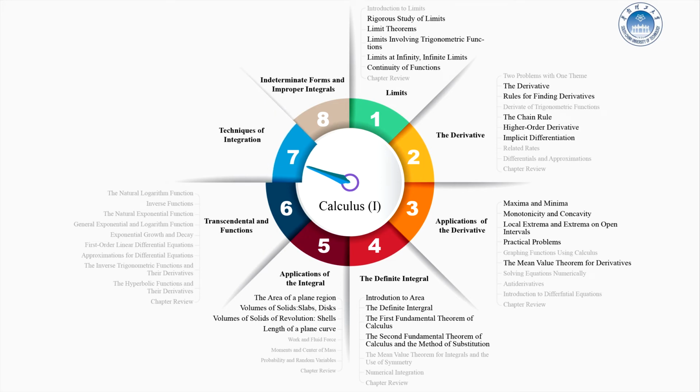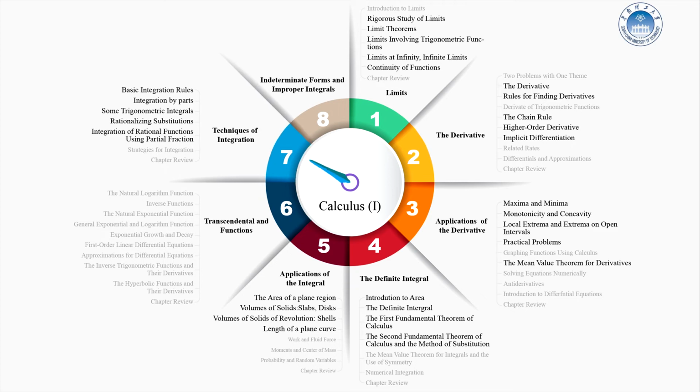In Chapter 7, we study techniques of the integration, including basic integration rules. Integration by parts. What means by parts? Step by step. Try to remember the order of u and v, and then study rational substitution, integration of rational functions. Try to use the partial fraction. Finally, we'll study Chapter 8.